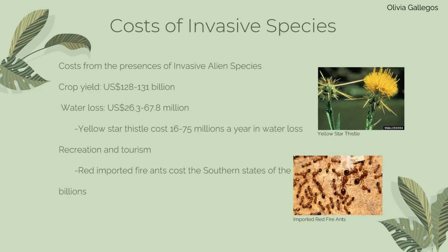Recreation and tourism is also affected. Invasive alien species change both land and water-based recreation. There's not one total cost that can be placed on recreation, but one example is the red imported fire ants. The red fire ants cost billions of dollars in medical treatment for stings, damage to electrical equipment, and crop loss across many southern states in the United States.